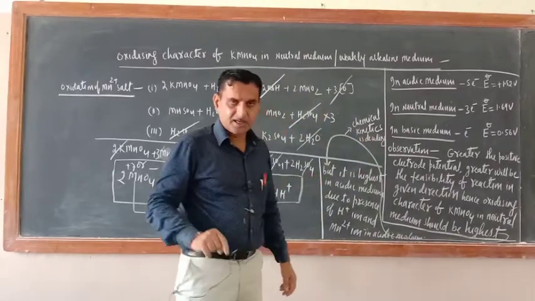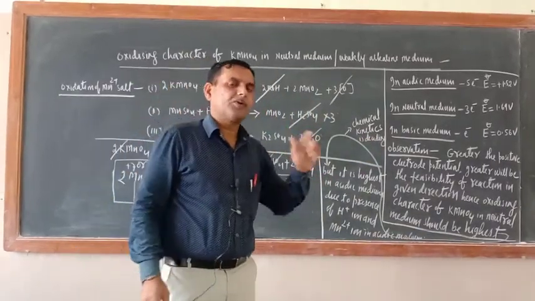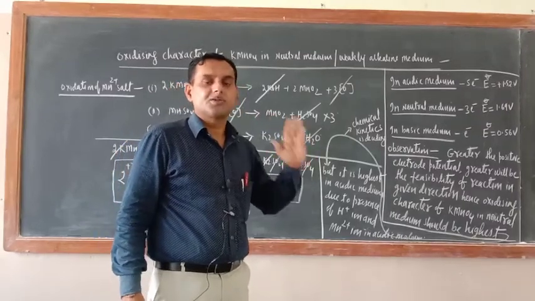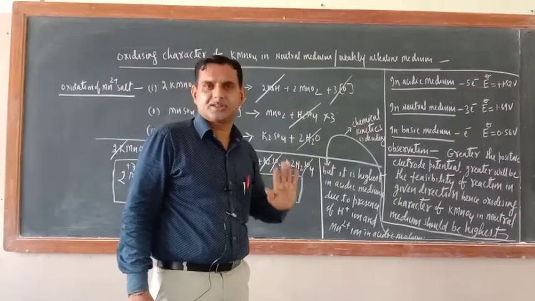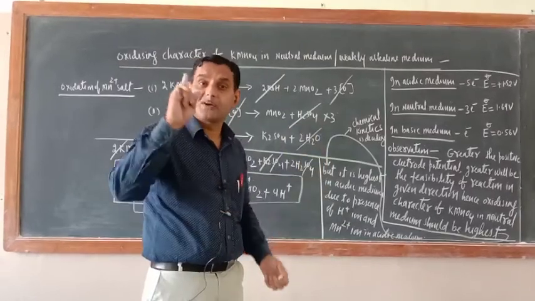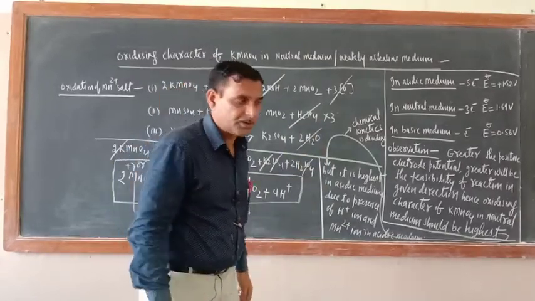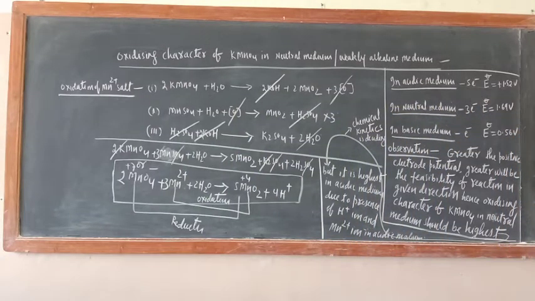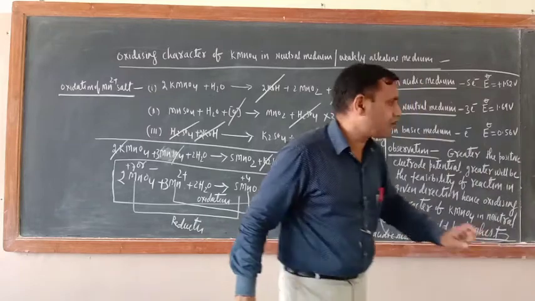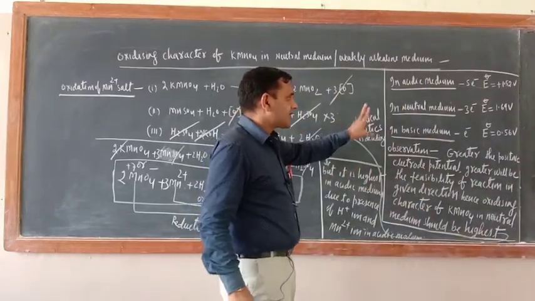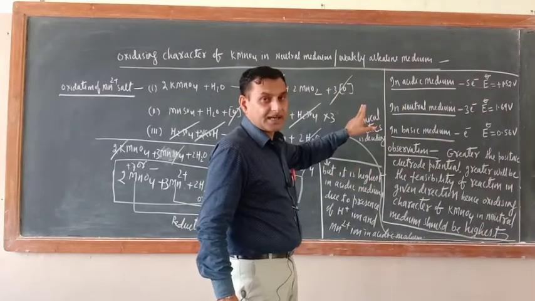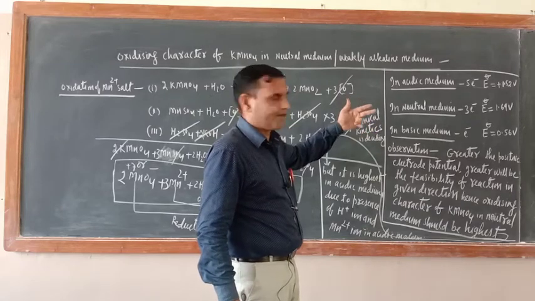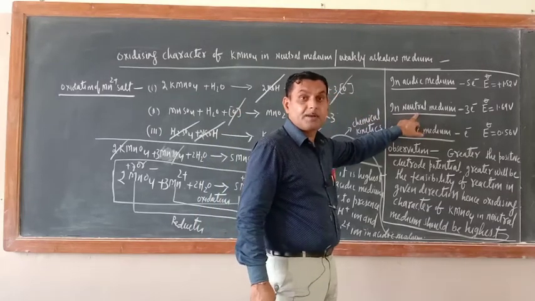And last year you learnt one thing. If the electrode potential value is positive, then the given reaction is feasible in the given direction. Correct or not? Last year we studied this, and it is given in your NCERT book also. So according to this, the oxidizing character of KMnO4 should be more feasible in neutral medium.